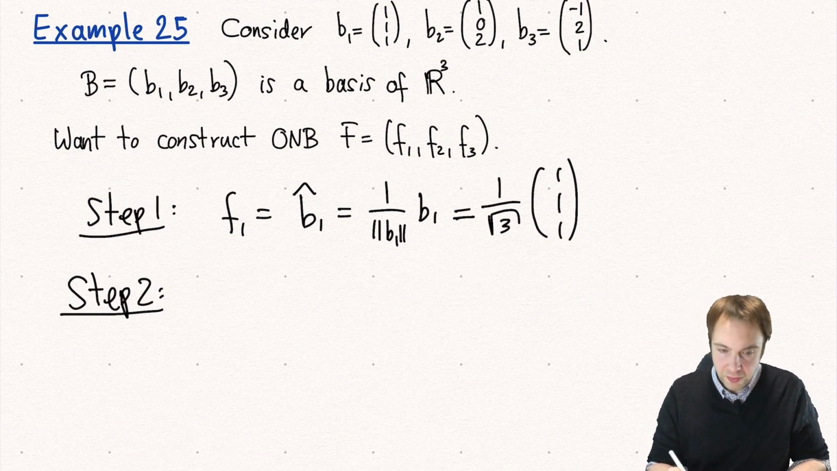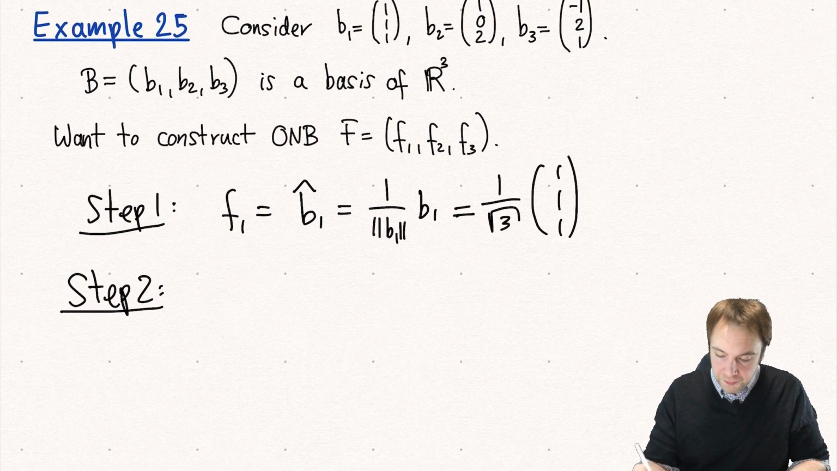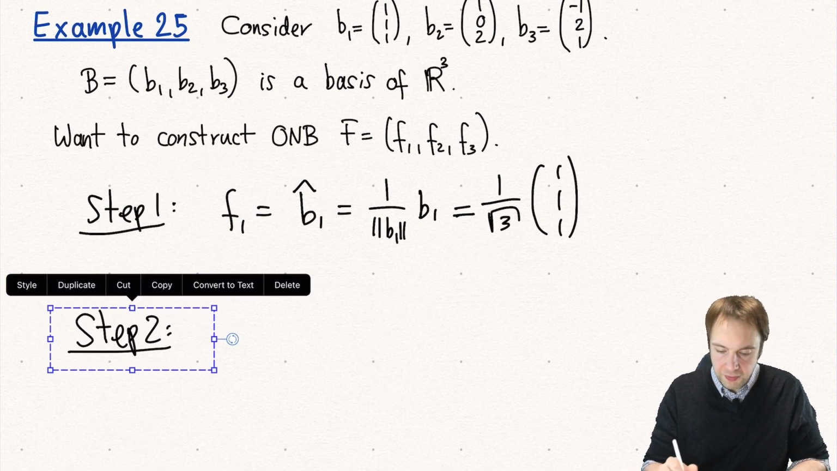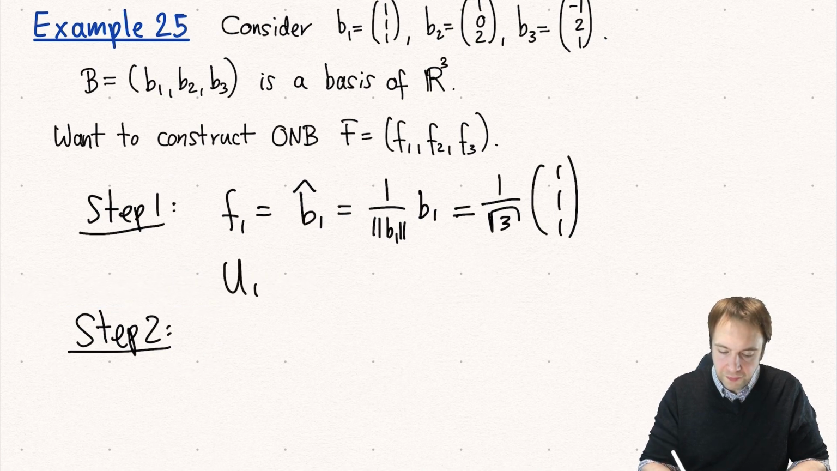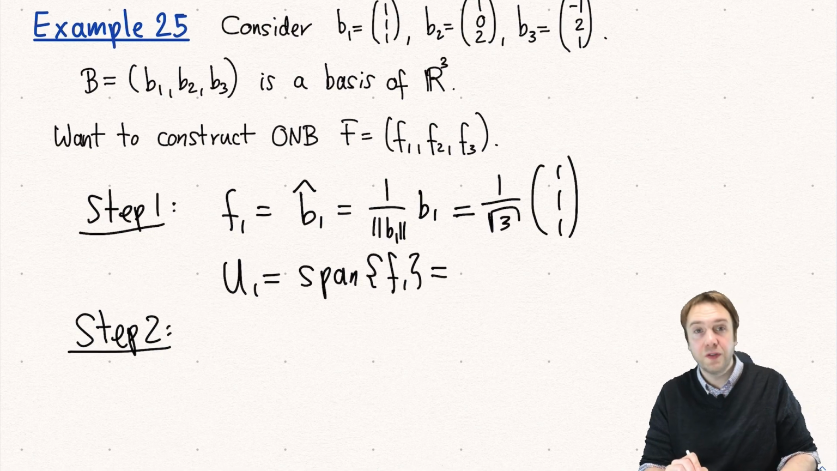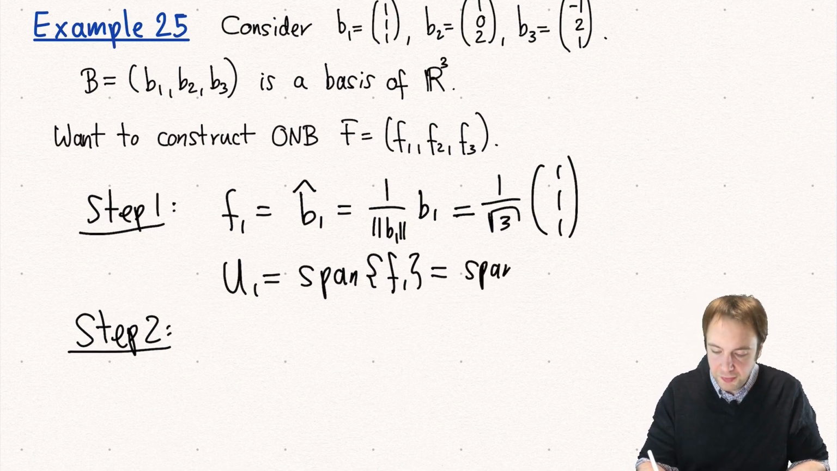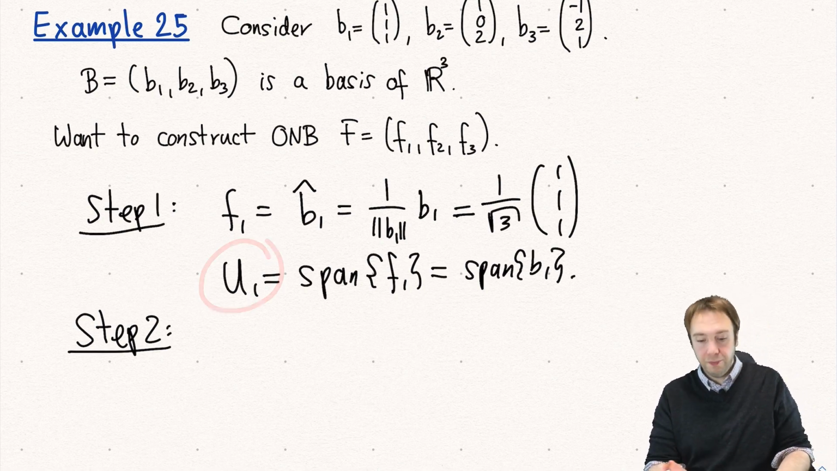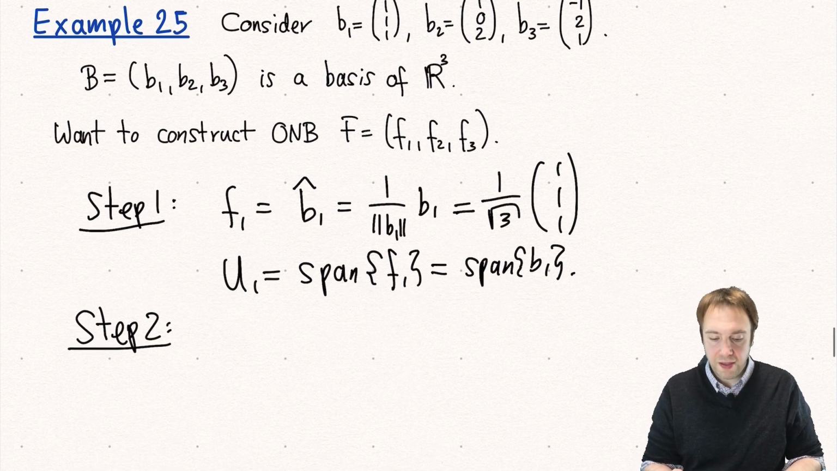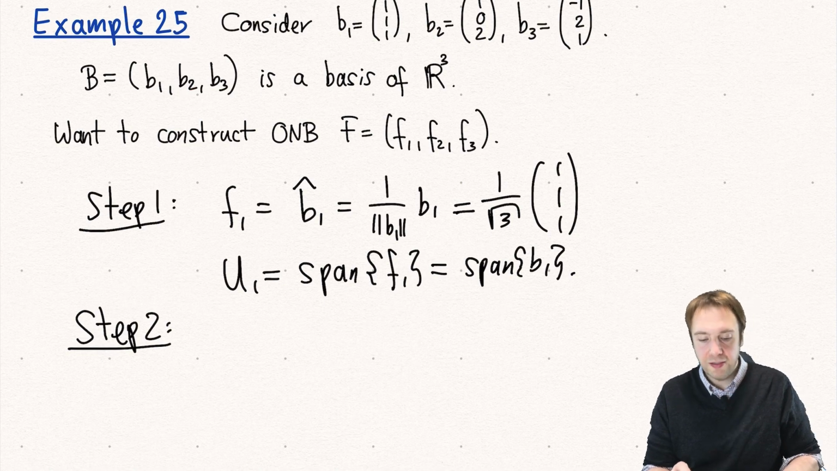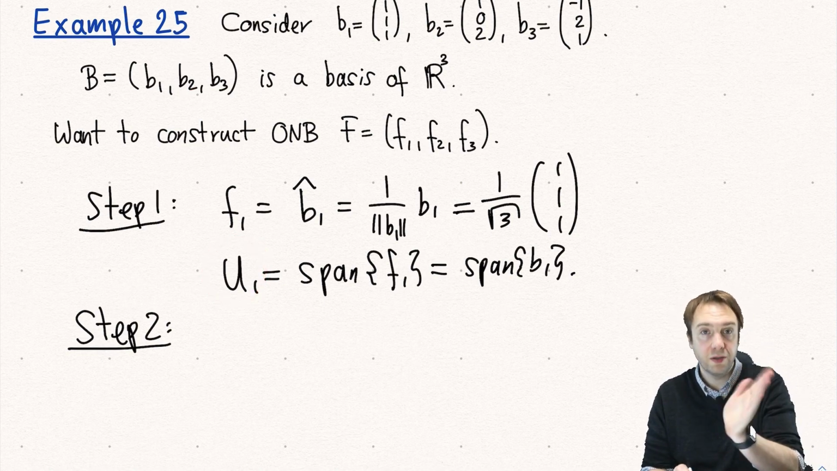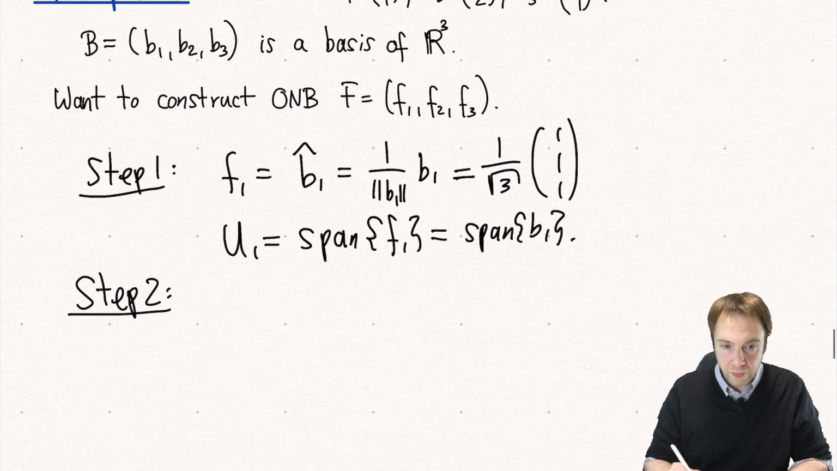So what we want to do is first, let's say after the first step, we define U1 to be the span of just F1. Well, because F1 is just a multiple of B1, this is the same as the span of B1. So this is now a subspace. And we just learned that if I have a subspace and I have an arbitrary vector, then I can find a parallel vector to this subspace.